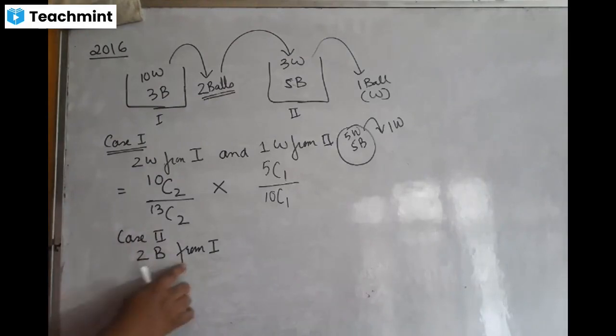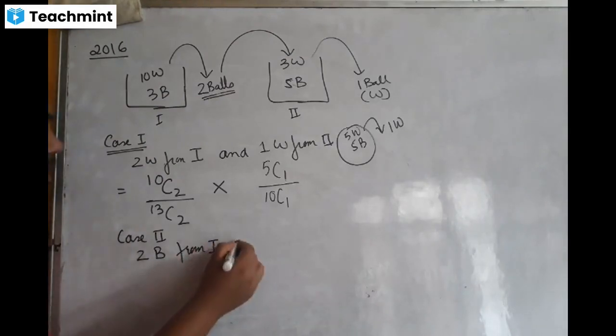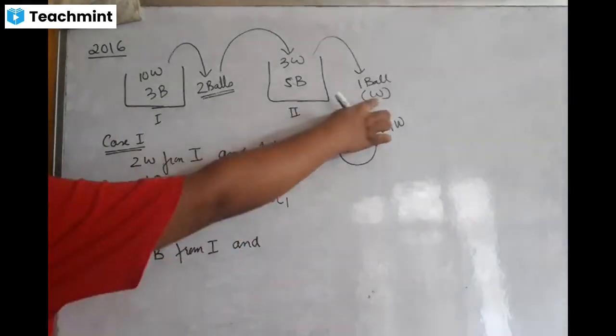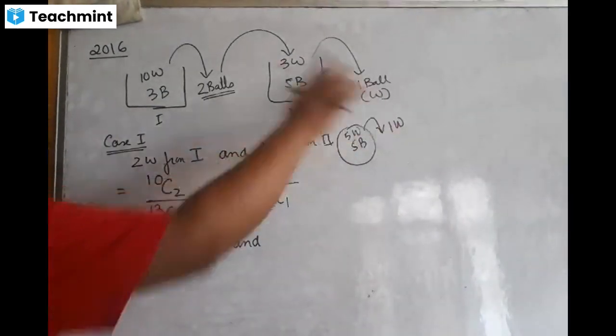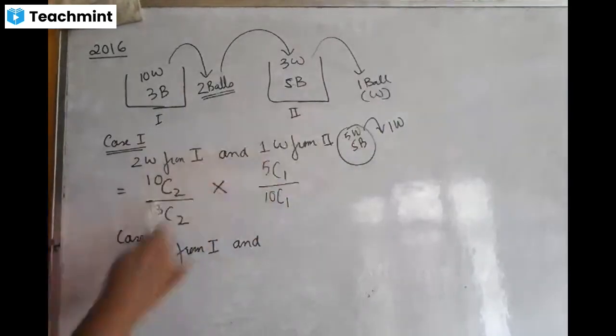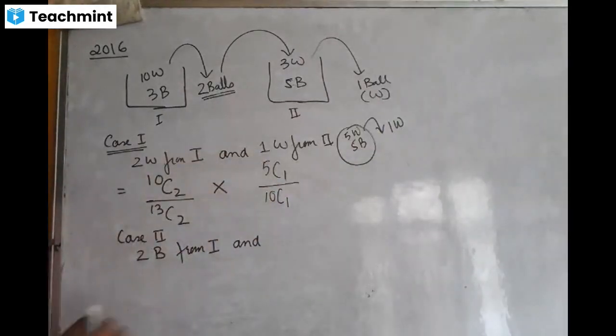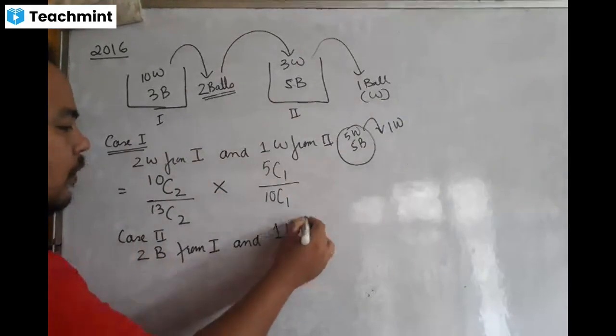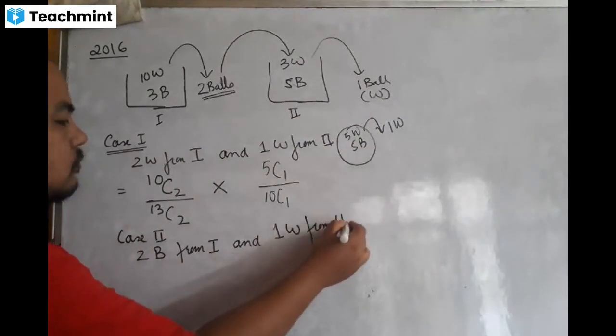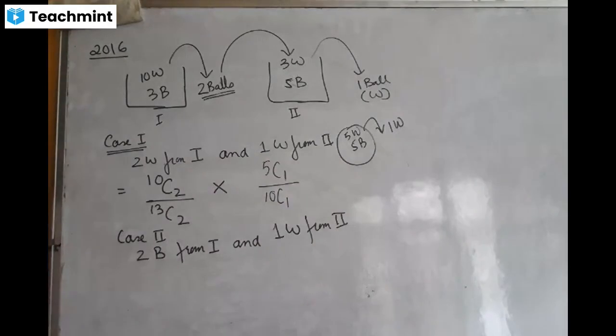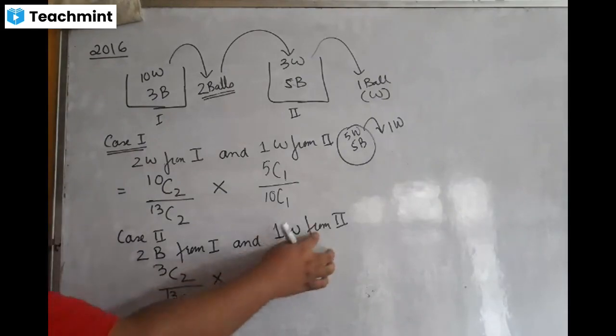So two black from 1 र त्रिवेश, 2 बाट त के निकाल्नु पर्छ? 1 black. 1 by 2. क्वेशनमै दिएको छ व्हाइट निकाल्नु पर्छ भनेर. 1 white from 2. Now Khushi, see, 2 black from 1, how many black balls are there? 3. So out of 3 I have to choose 2, divided by total 13C2.